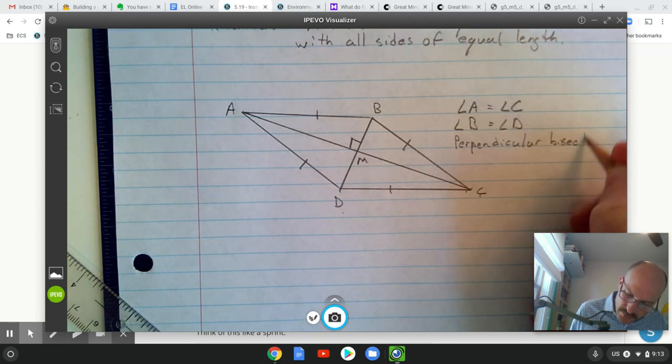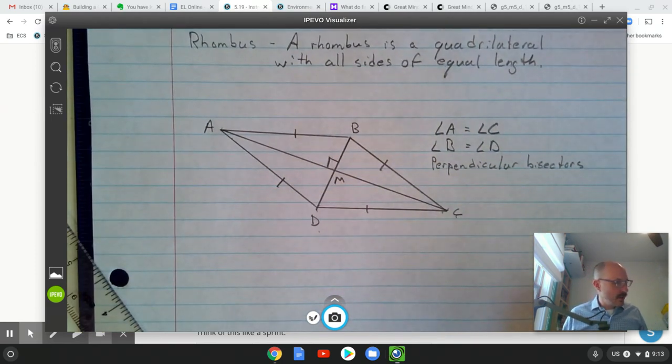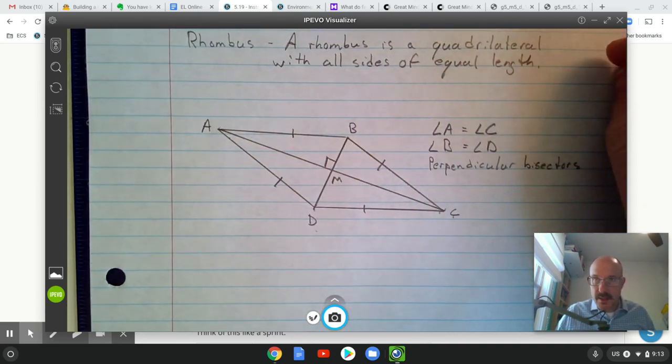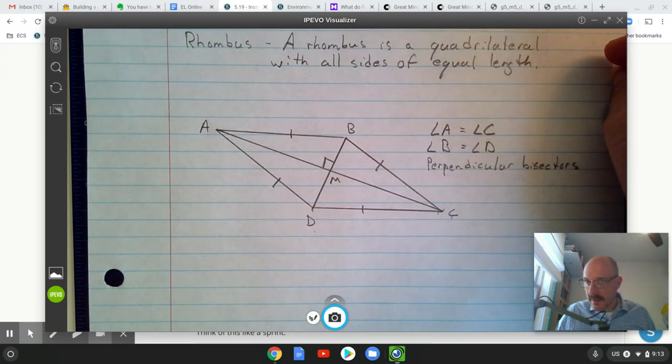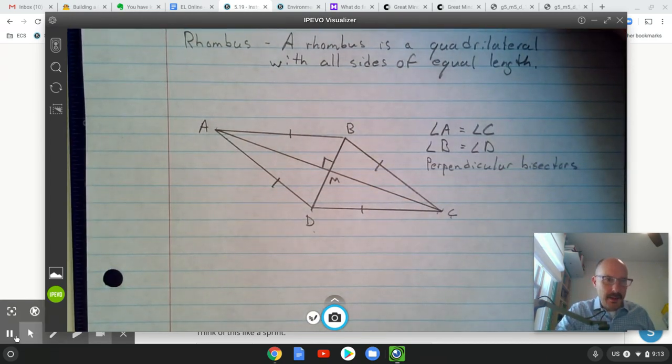And if you want to look more closely at a rhombus, you can just go back to the main rhombus video, and I talk about all of this in more detail. But I just wanted to take a quick look at that since it's been a week since we've studied them. Okay, now I will be right back.